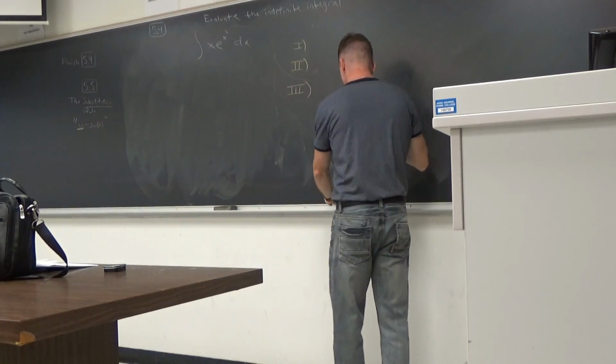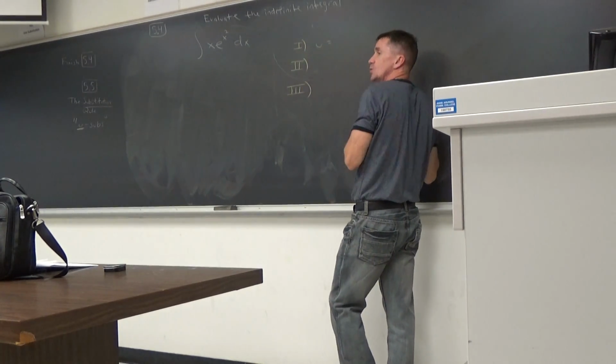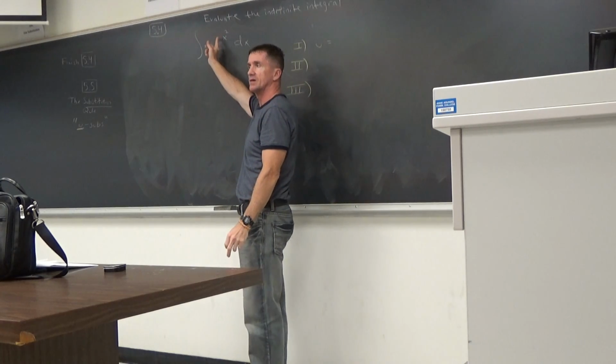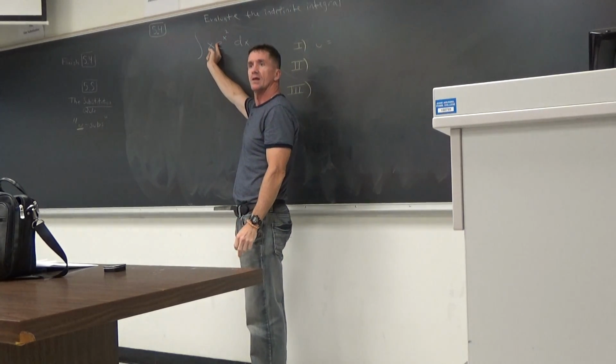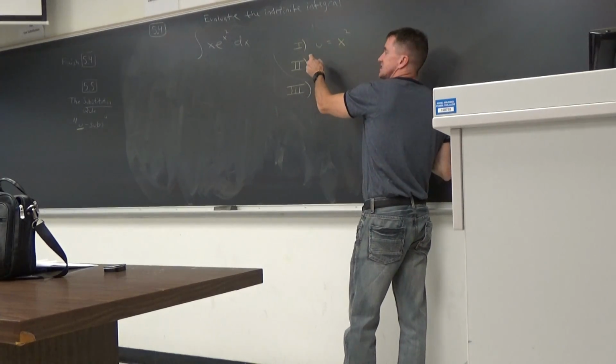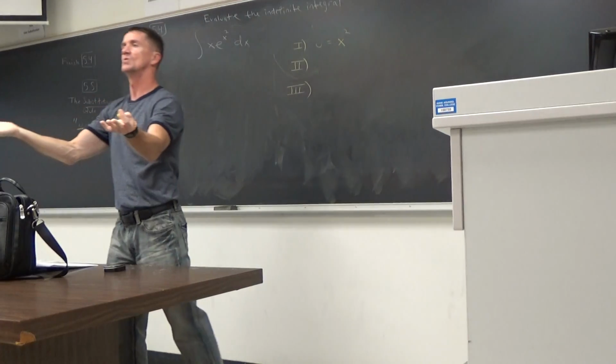Because step 1, we let u equal something, where I want you to let u equal the one with the higher exponent. So I see an x and I see an x squared. So let u equal what? X squared. Why is this so? Tell me about step 2. What do we do in step 2? Differentiate it.